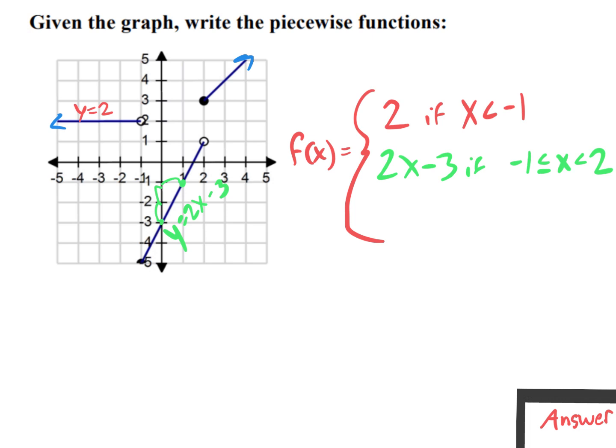Now for my third and final piece, my third and final line right here, the slope, as you could see, is up 1 over 1. So I so far have y equals up 1 over 1 is just 1x, and then the b value, where would it cross if I go up 1 over 1? Where would it cross the y-axis? If you go backwards, over 1, down 1, over 1, down 1, it would cross at 1. So y equals 1x plus 1.